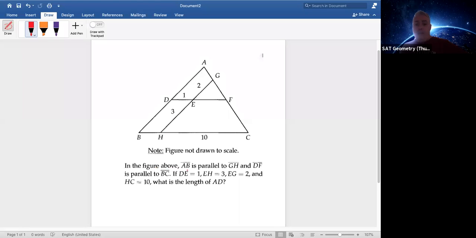In the figure above, AB is parallel to GH, and directly show this. Where is AB? And even on the paper, you can use even your normal black color, no problem. It's colorful, but AB is parallel to GH.